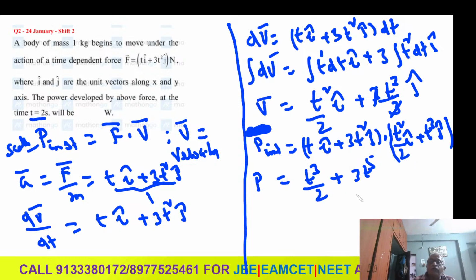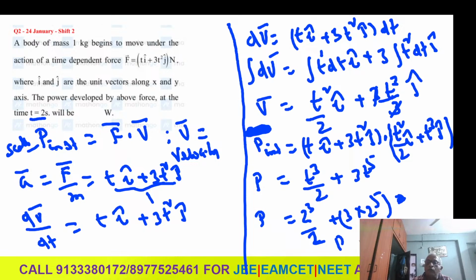He is asking at t equal to 2 seconds. So the instantaneous power will be, wherever t is there, apply 2: 2 cube by 2 plus 3 into 2 to the power of 5. 2 cube by 2 means 8 by 2, that is nothing but 4. Power is 4 plus 3 into 32, which is 96. So power will become 100 watts. This is an integer type question, 100 watts.